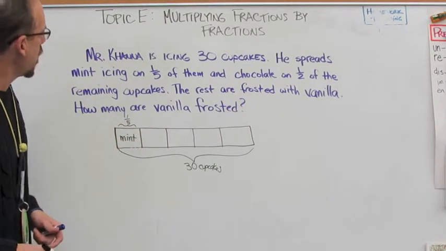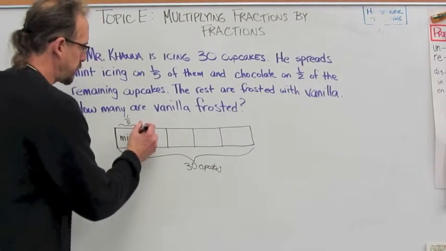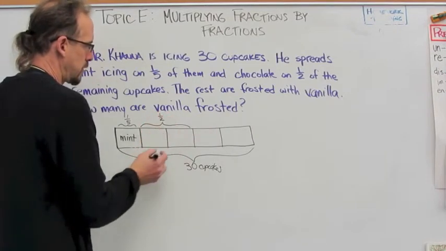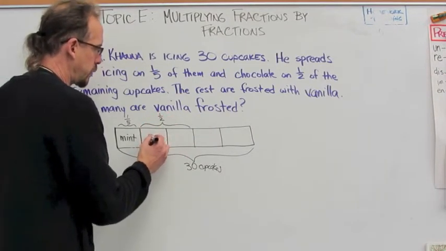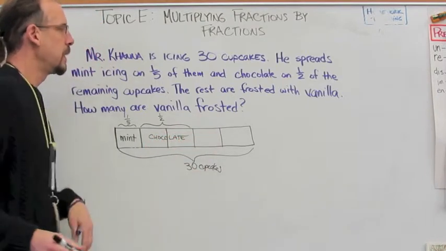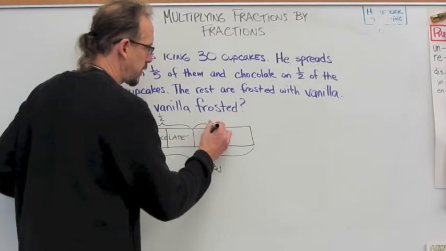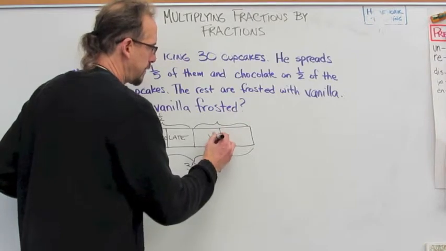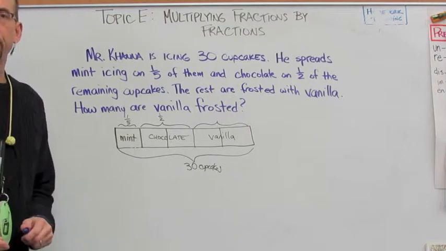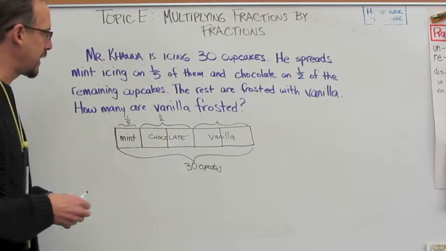And then it says chocolate on 1/2 the remaining cupcakes. Well, that means this part right here, of the remaining part, this will be chocolate, my favorite. And the rest are vanilla. That means this part here will be vanilla. Now I've got to figure out how many cupcakes are in each part so I know how many are vanilla.